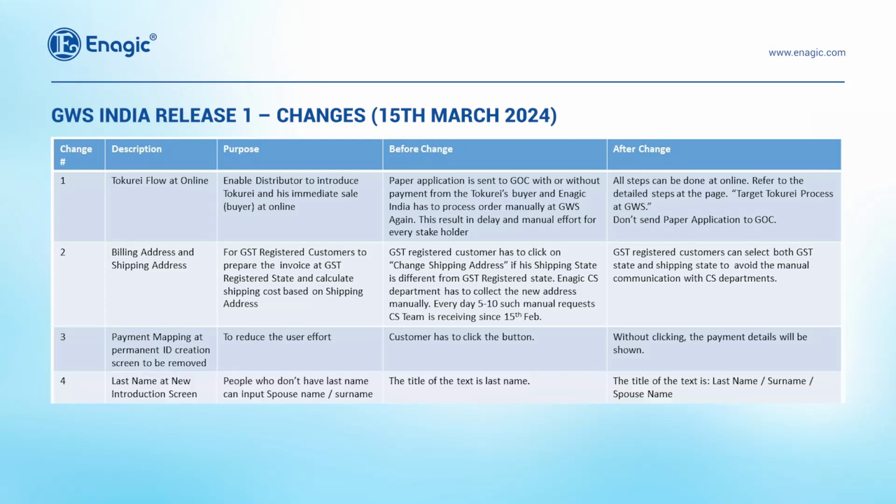Change 4. Description: last name at new introduction screen. Purpose: people who don't have last name can input spouse name or surname. Before change, the title of the text is last name. After change, the title of the text is last name or surname or spouse name.